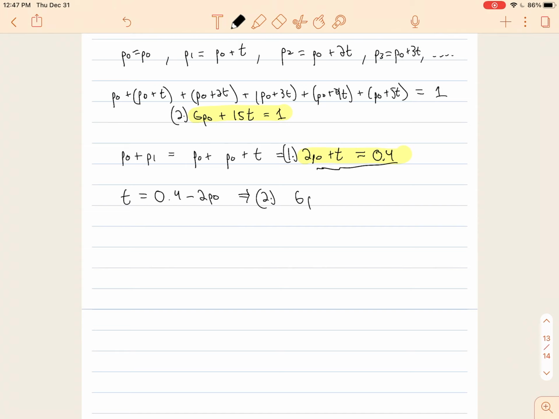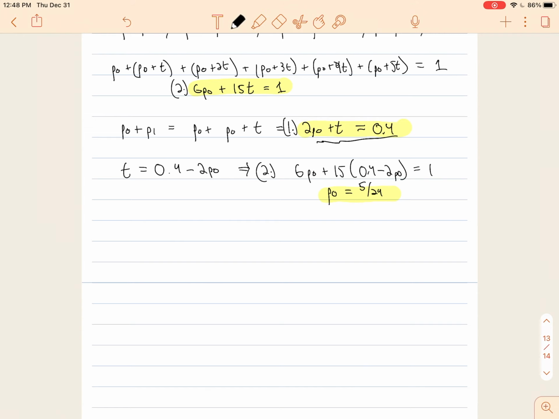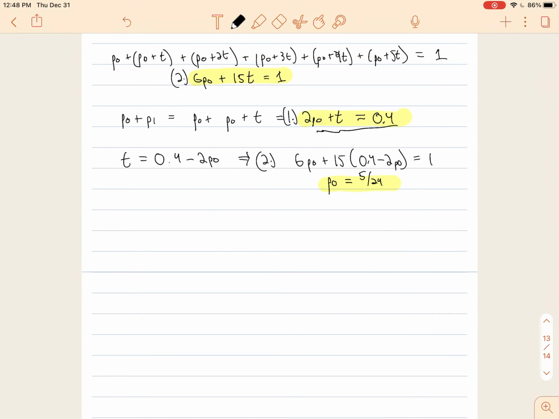So 6P0 plus 15 times 0.4 minus 2P0 equals 1. And we can add these together. P0 equals 5 over 24. I'm not going to do all the algebra here. So there's our first variable. Then we can substitute it back in. Substitute P0 into 1, and you get 2 times 5 over 24 plus t equals 0.4. And you solve for t, and you get that it's equal to minus 1 over 60.